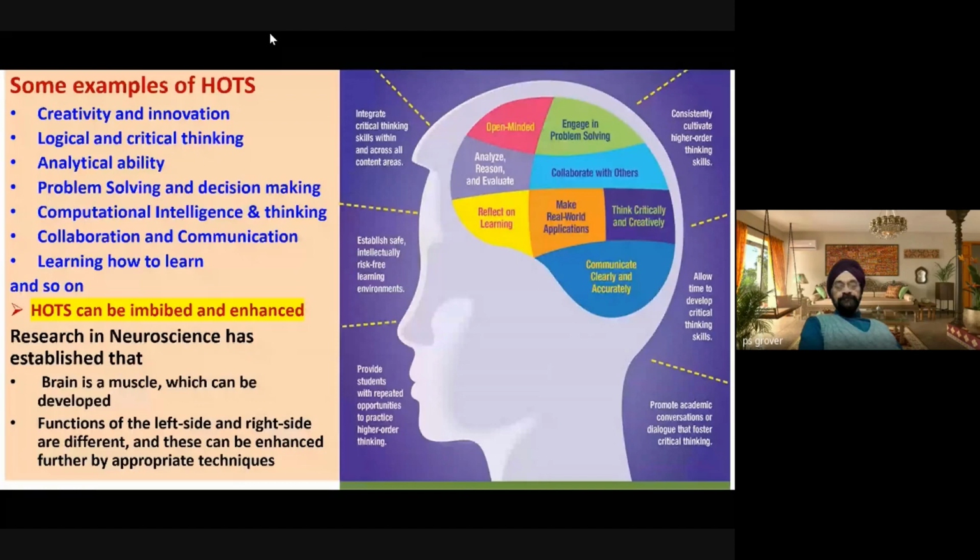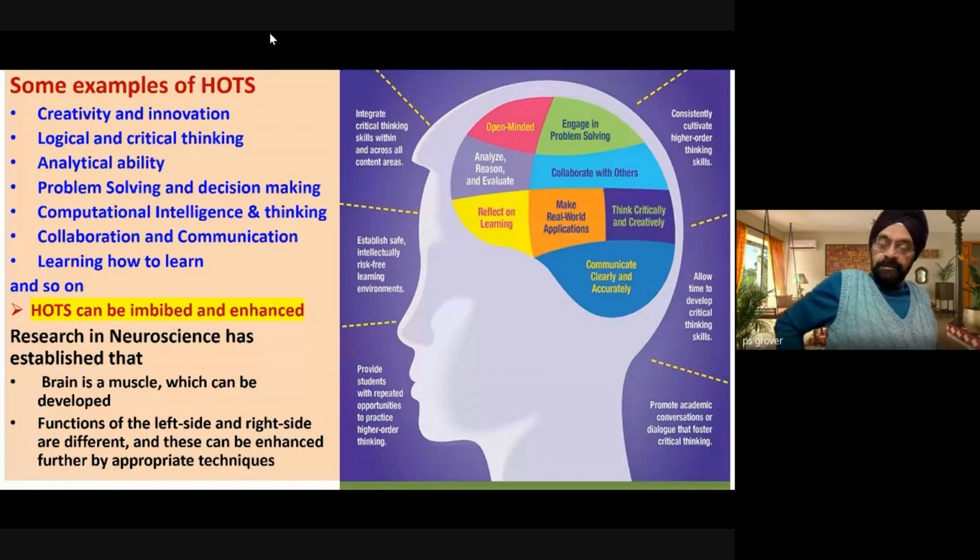Now, let me tell you one thing. This is nothing new. It's already there in nature, has already given us these things. Some examples of higher order thinking skills are creativity and innovation, logical and critical thinking, analytical ability, problem solving, and so on. Now, they are already there in our brain. Nature has given us these things. And brain is a muscle. Muscle can be developed. You go to the gym, develop your bodily muscle.